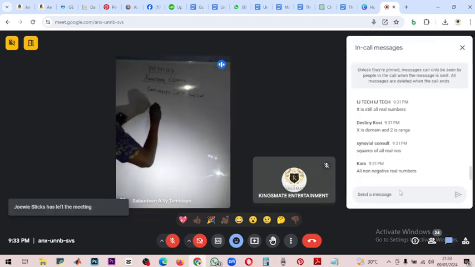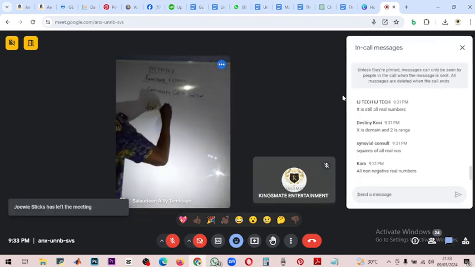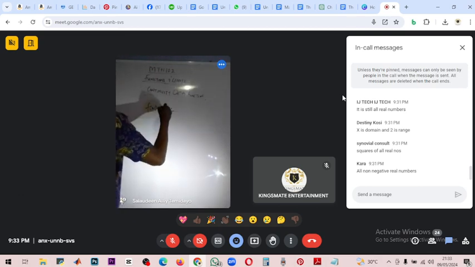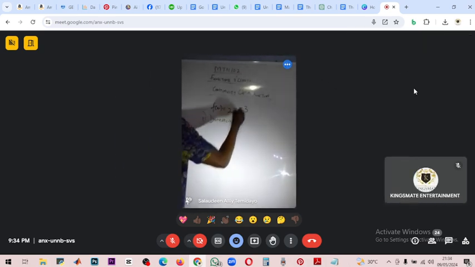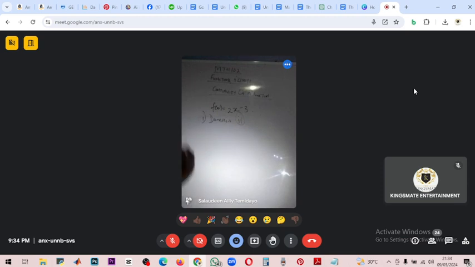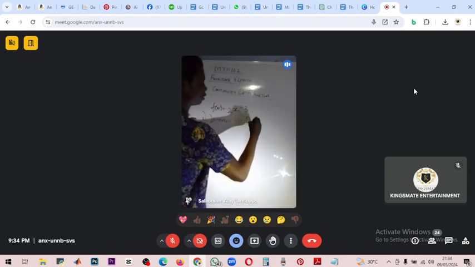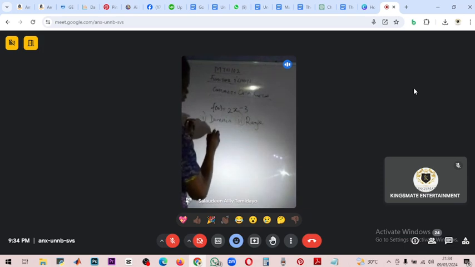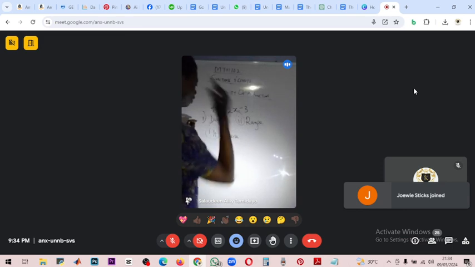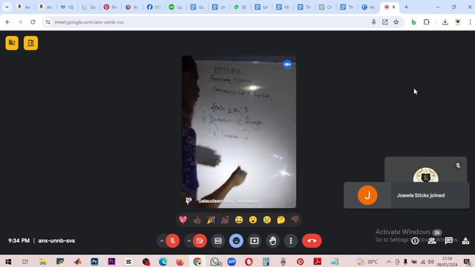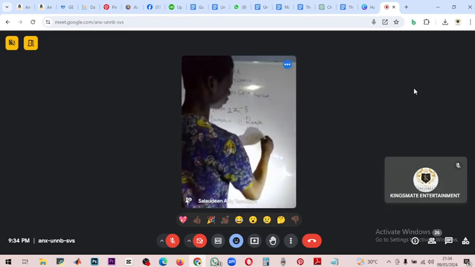The function f of x is equal to 2x minus 3. Number 1, find the domain. Number 2, find the range. Number 3, find the inverse. Let's everyone do this here. Number 4, is the function continuous? Determine the continuity.